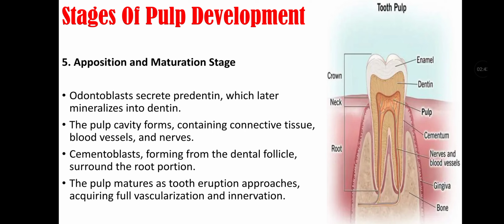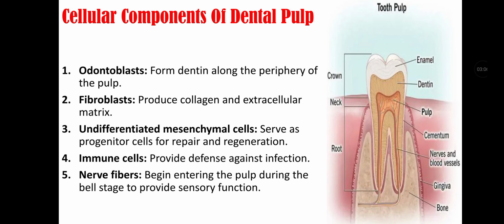Fifth stage is apposition and maturation stage. Odontoblasts secrete dentine matrix, which later mineralizes into dentine. The pulp cavity forms containing connective tissue, blood vessels, and nerves. Cementoblasts forming from the dental follicle surround the root portion. And during this, the pulp matures as tooth eruption approaches, acquiring full vascularization and innervation.